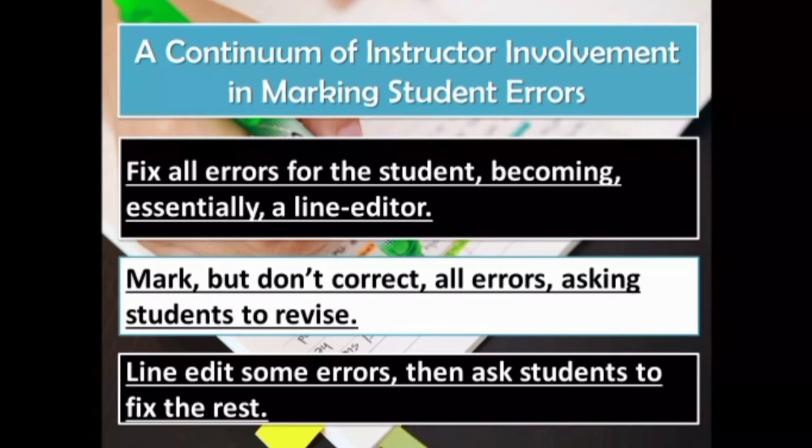Number 2. Mark, but don't correct all errors, asking students to revise. This approach is attractive because the responsibility for fixing the error falls to the student, who is challenged to understand and then correct the errors they've made. It is time consuming for the instructor, however, and doesn't provide an opportunity for students to develop their own proofreading skills, since they aren't required to find their own errors.